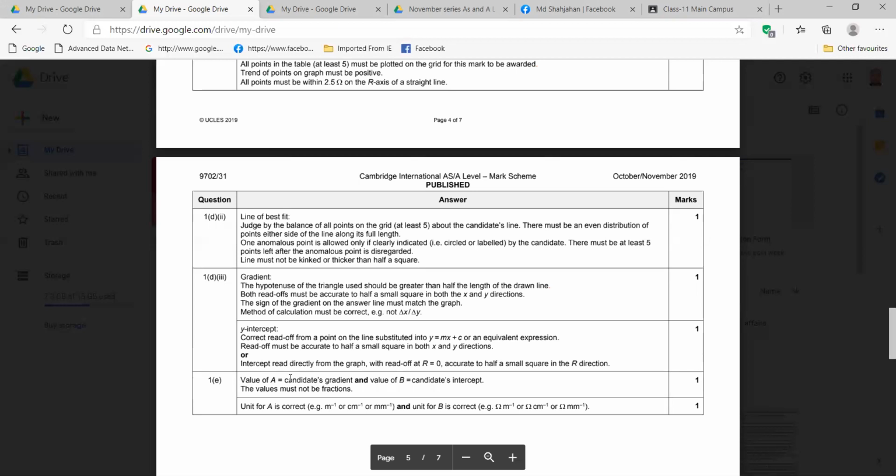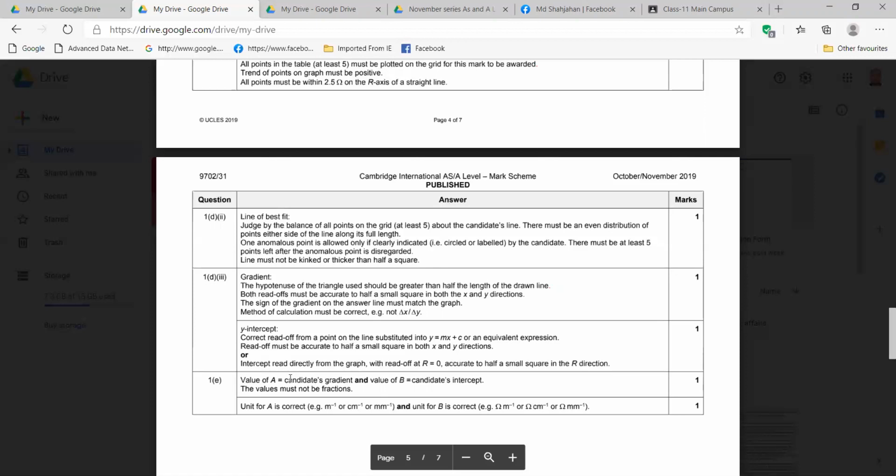There must be at least 5 points left after the anomalous point is disregarded. Line must not be kinked or thicker than half a square.